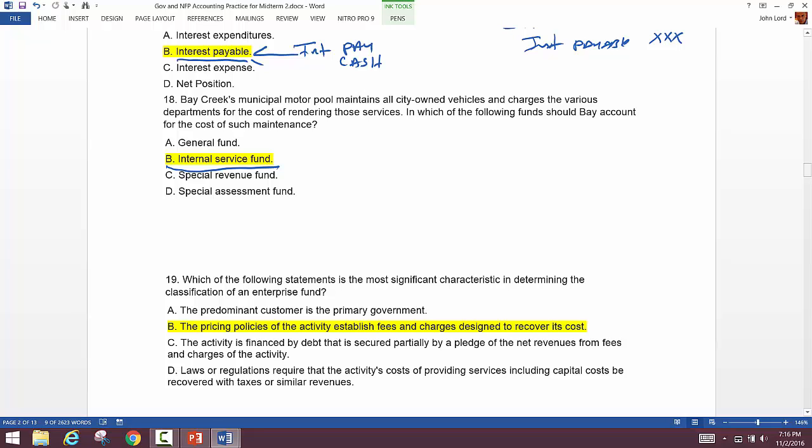Which of the following statements is the most significant characteristic to determine the classification of an enterprise fund? And remember, we said it's an enterprise fund if the fees cover the costs, or we issue bonds that are secured by the revenue of that activity, right? So if the revenue covers the cost, or guarantees the repayment of the bonds we issued for that purpose, then that's an enterprise fund, right? Okay, good.